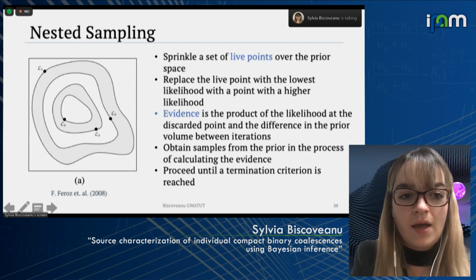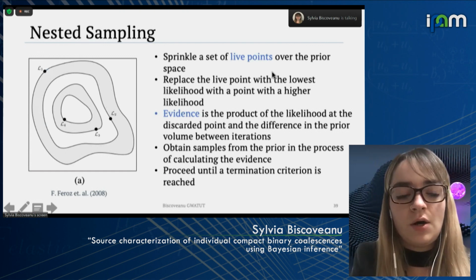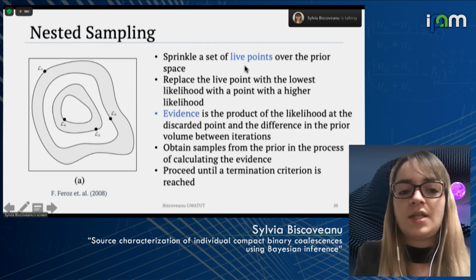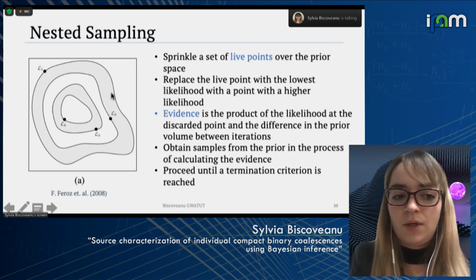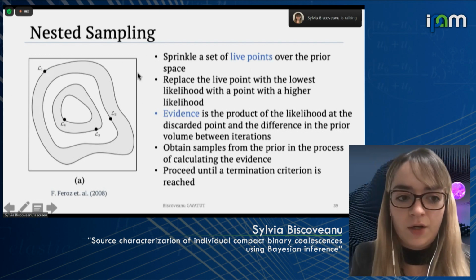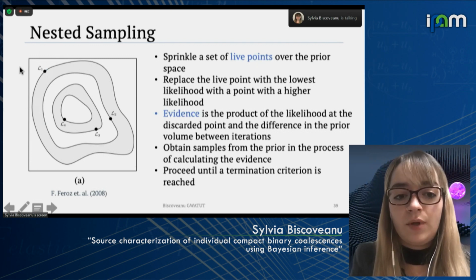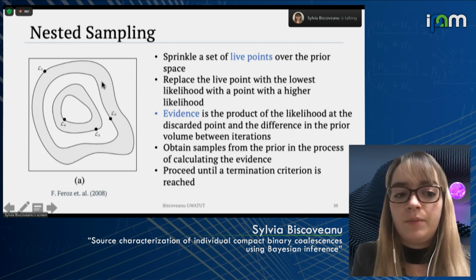Okay, and so the next algorithm for obtaining samples is called nested sampling, and how this works in broad strokes is that you sprinkle a set of live points over the prior space. So here is a figure showing 4 live points. And then you take the live point with the lowest likelihood and replace it with a new live point from a part of the space that has a higher likelihood.